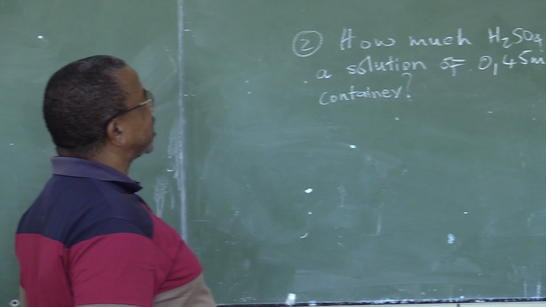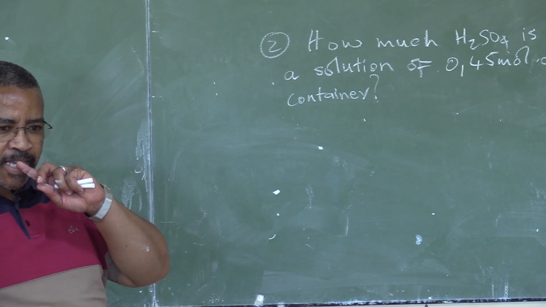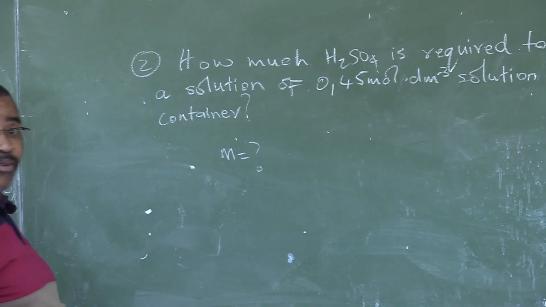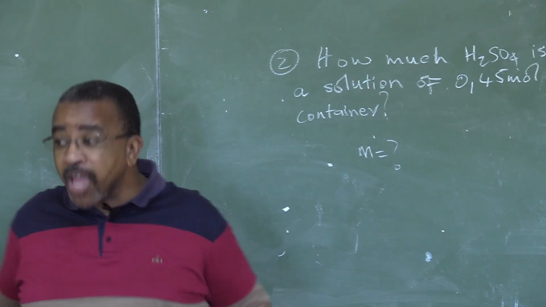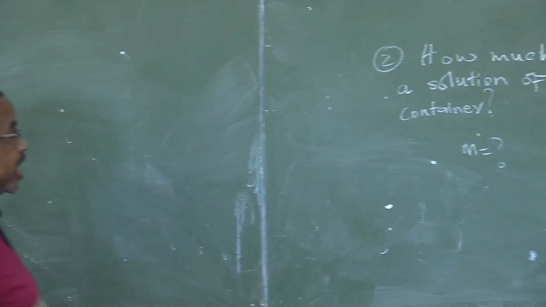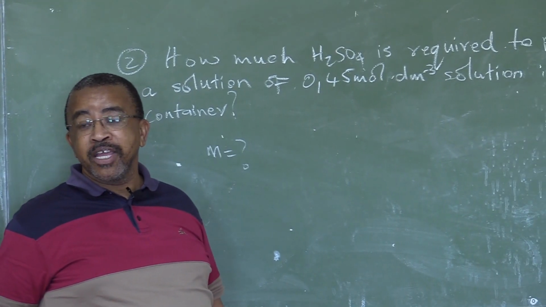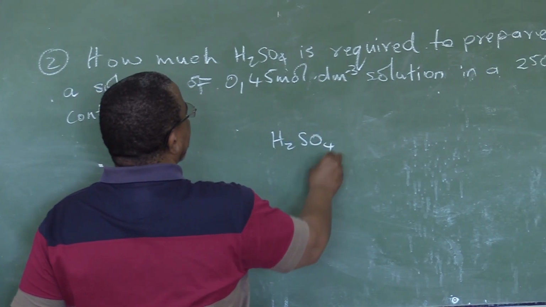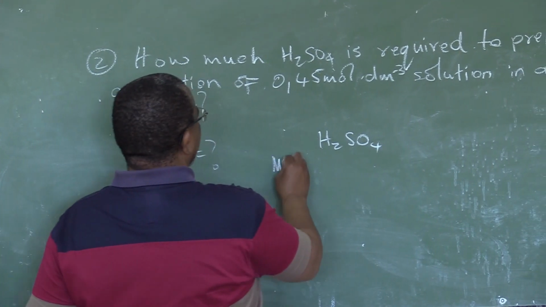So now they say how much sulfuric acid is required. It asks for the mass of sulfuric acid, which you get as a mass. What is the molecular mass of H2SO4? I told you it's 98 grams per mole.